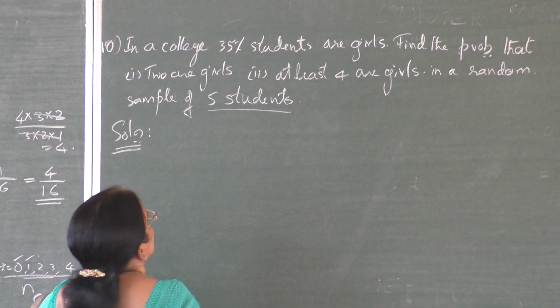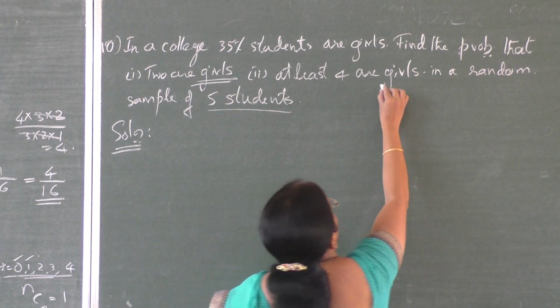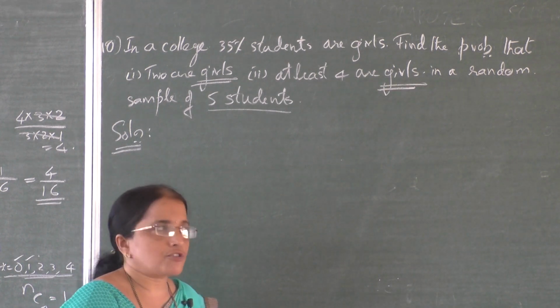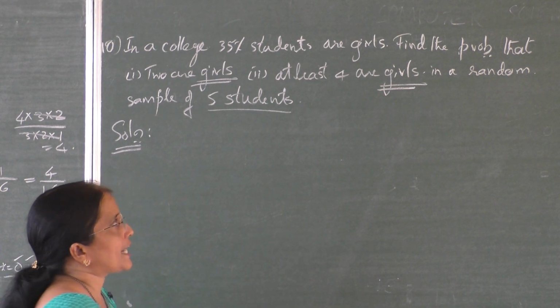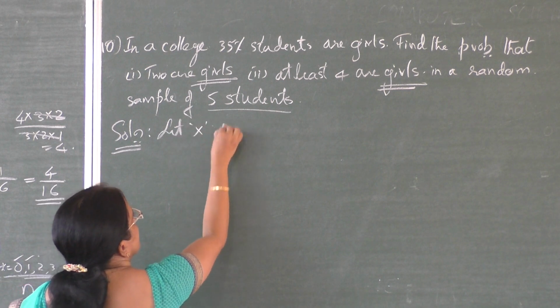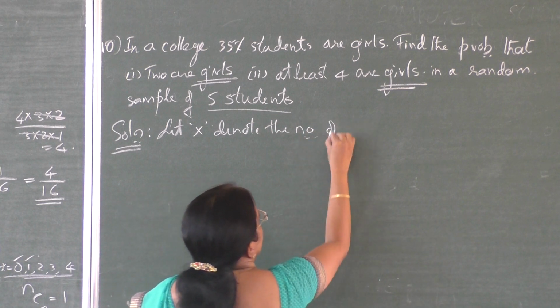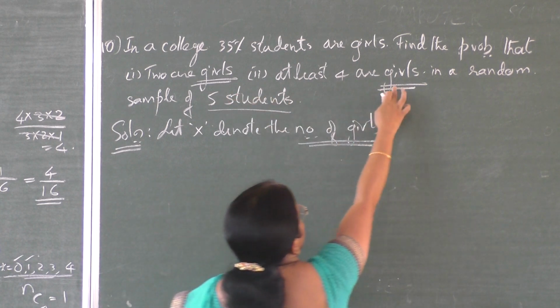In the first question, 2 are girls. In the second question also, at least 4 are girls. See, in both the questions we have to study some number of girls. So here we can first define the random variable as, let x denote the number of girls. Observe this.